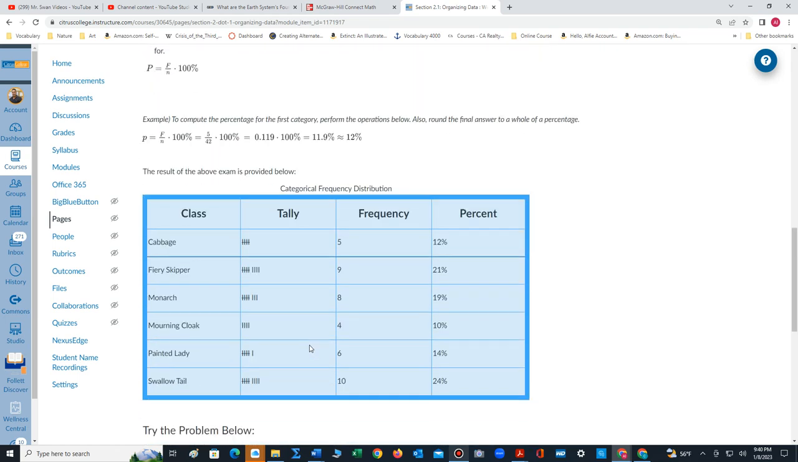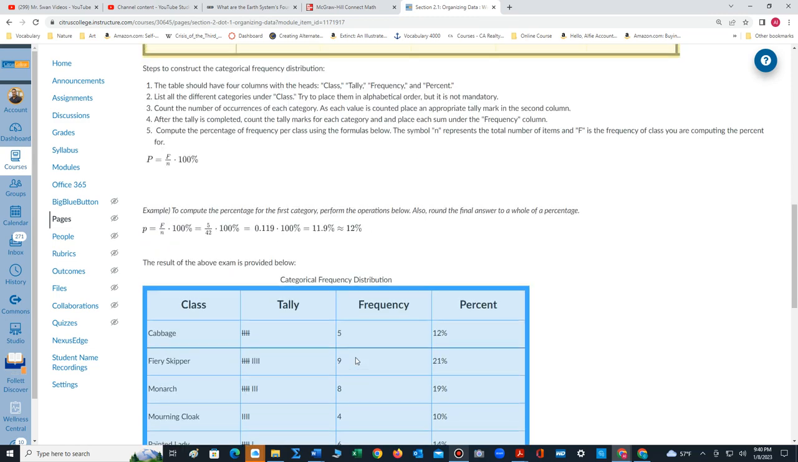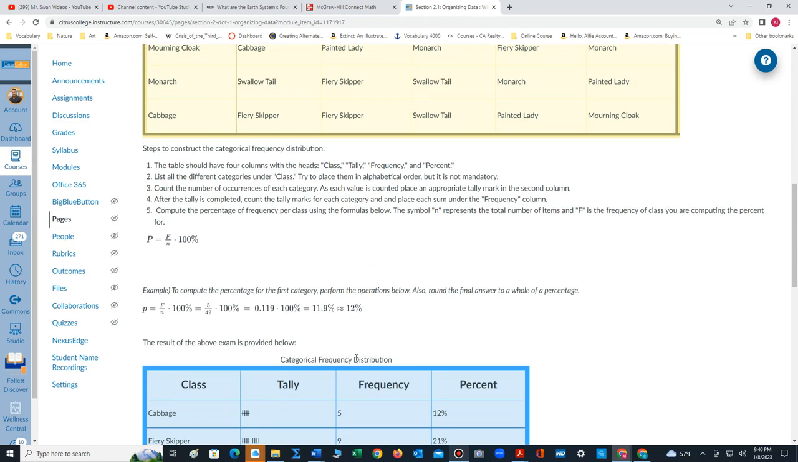Once we tally the data to find the frequencies, you just add up the tally marks. So the cabbage butterflies, there's five, you put a five. Fiery skippers, there's nine, you put a nine. So the frequency is just the number of observations. And then finally, we calculate the percent.